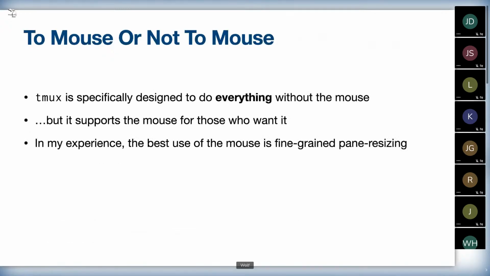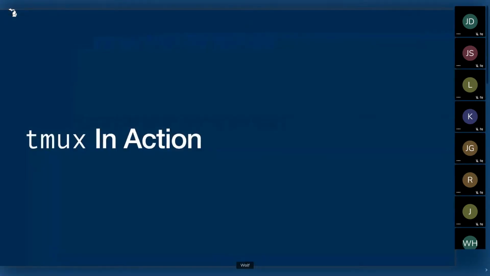And finally, do you want to use the mouse or not? TMUX is specifically designed to do everything without the mouse. But if you want the mouse, you can still have it. And in my experience, the best use of the mouse is fine-grained pane resizing. Because you split your window into panes, you can just drag the pane borders to change their size. Otherwise, you have to use command keys that move them one line or one column at a time, and that's kind of annoying. So let's get into an actual TMUX demonstration here.